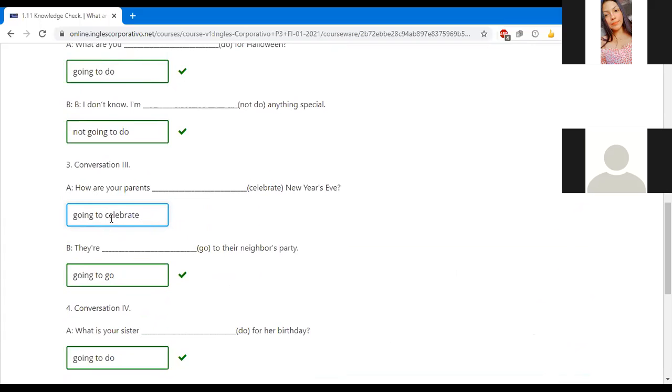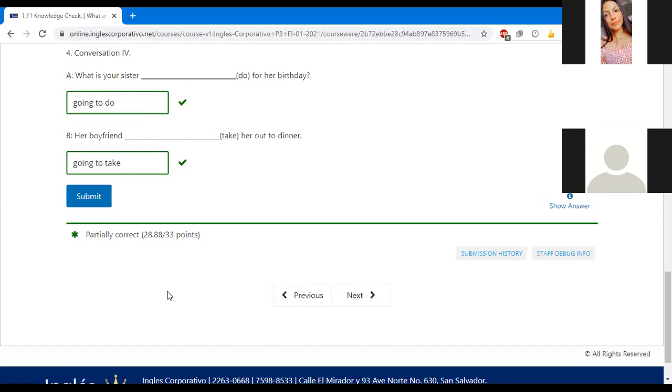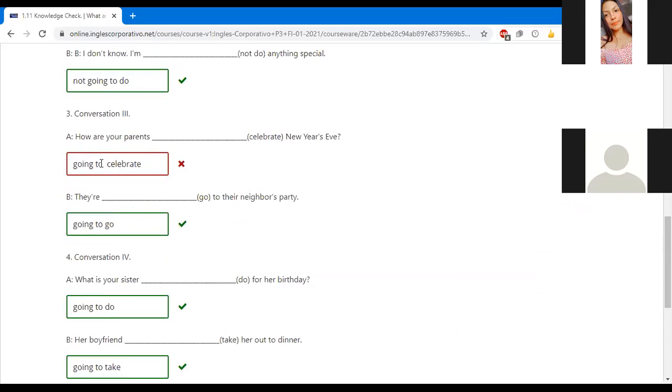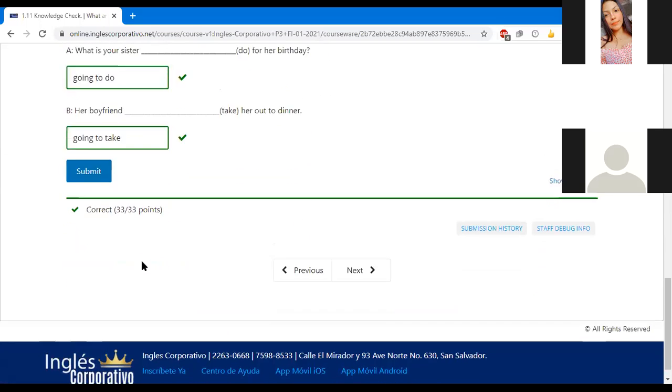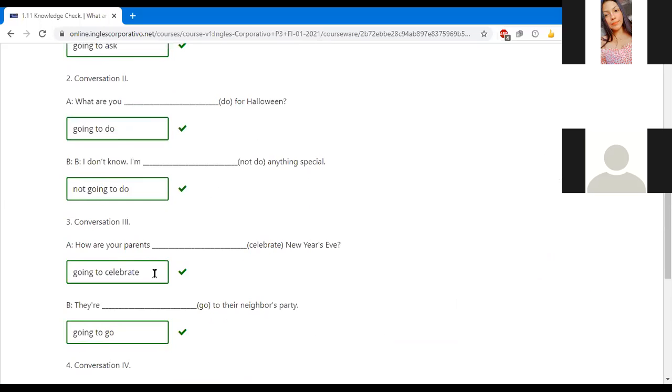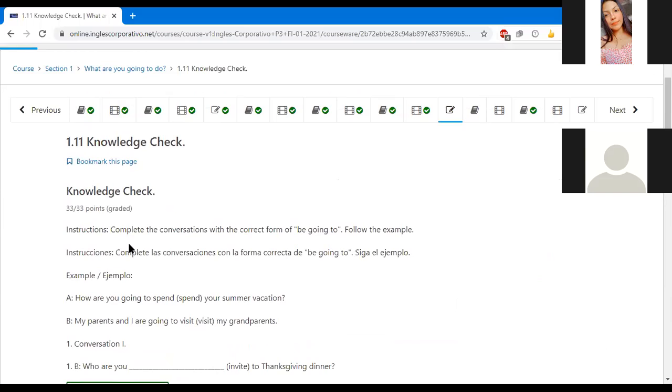Or sometimes also the spaces. Okay, aquí le di un espacio de más y también ese espacio me lo toma como malo, right? It's okay, we have to pay attention to those details. Okay, questions? Right.